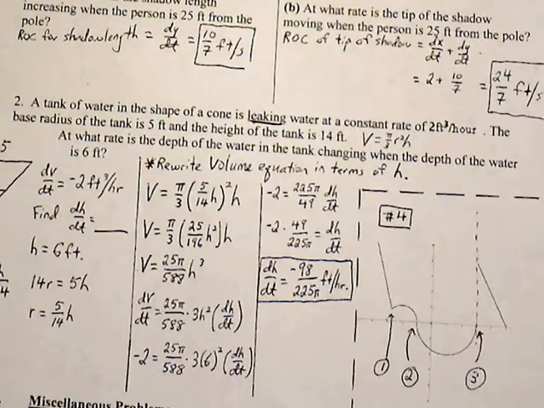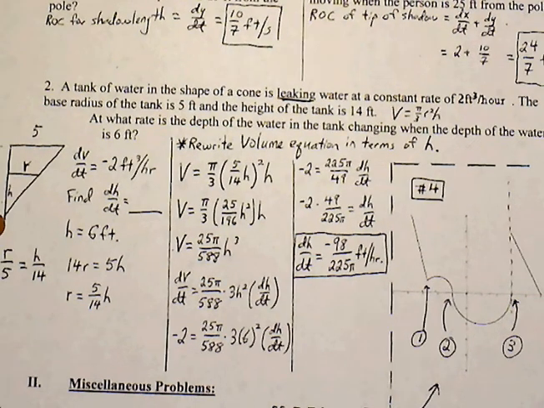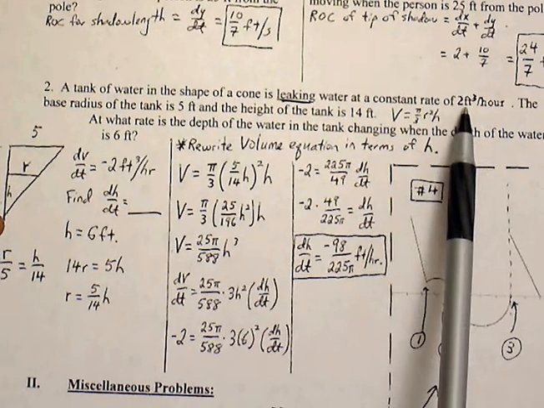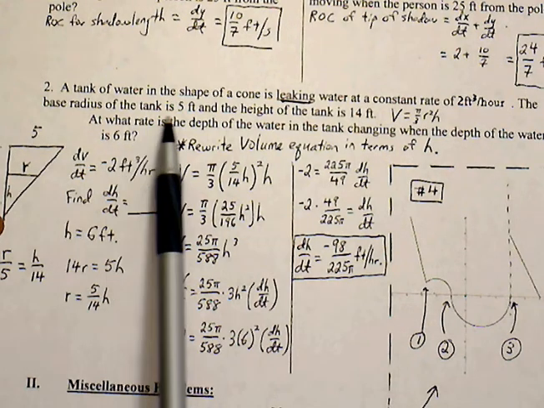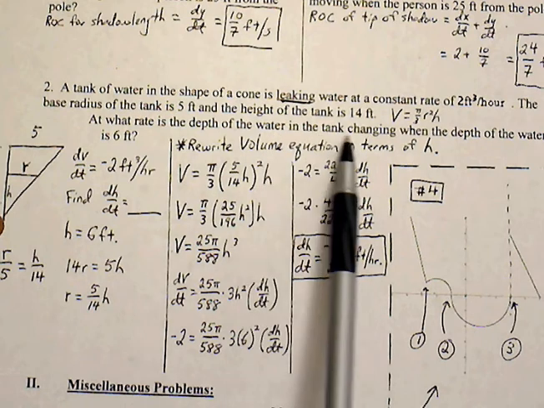Okay, number 2 is a similar triangle problem involving cones. A tank of water in the shape of a cone is leaking water at a constant rate of 2 cubic feet per hour. The base radius of the tank is 5 feet and the height of the tank is 14 feet. At what rate is the depth of water in the tank changing when the depth of water is 6 feet?